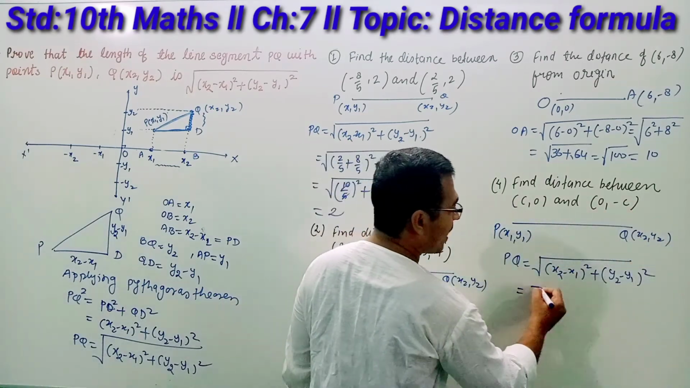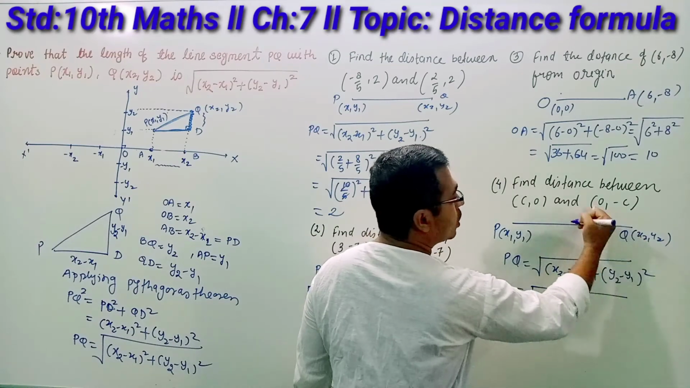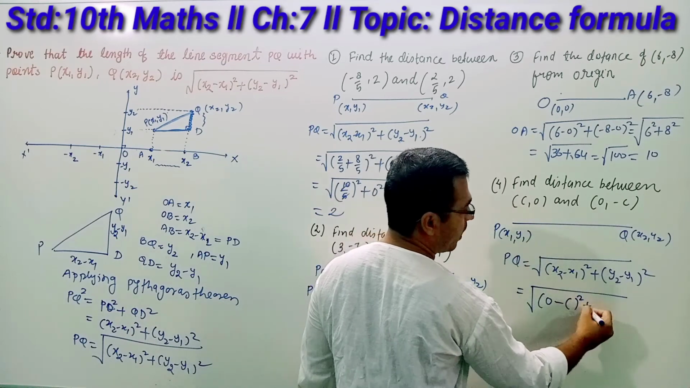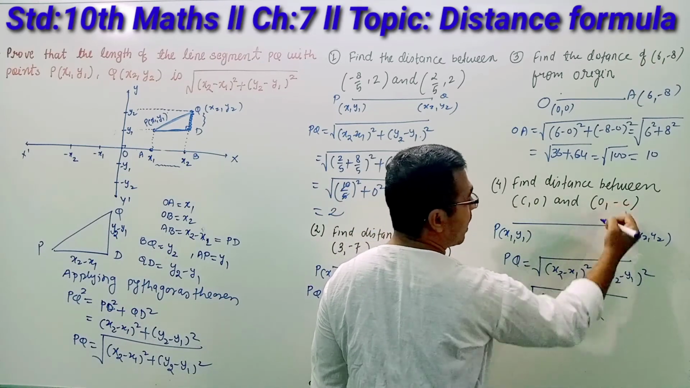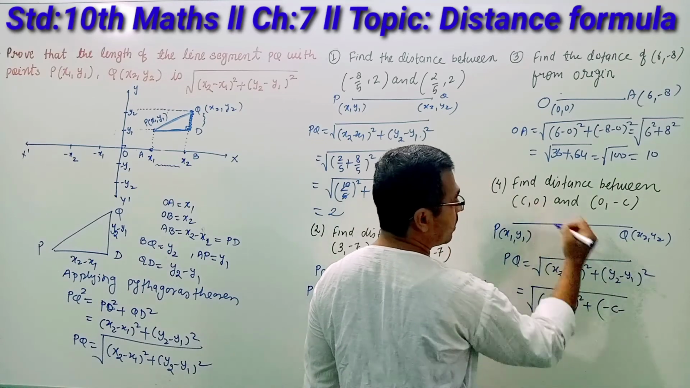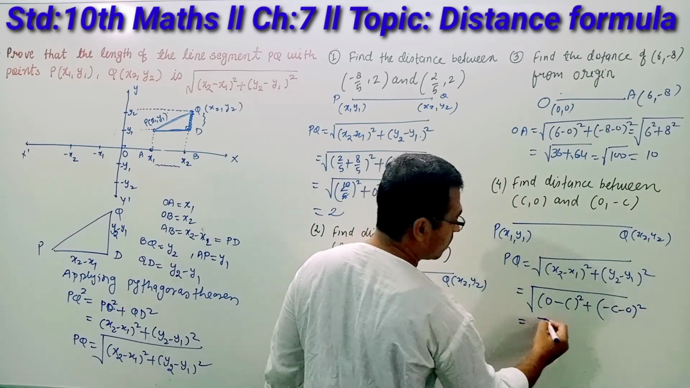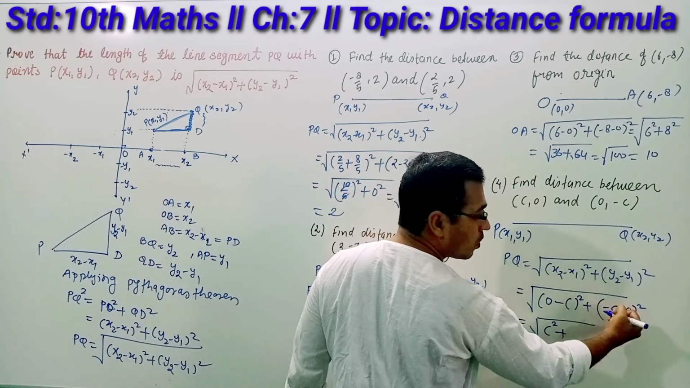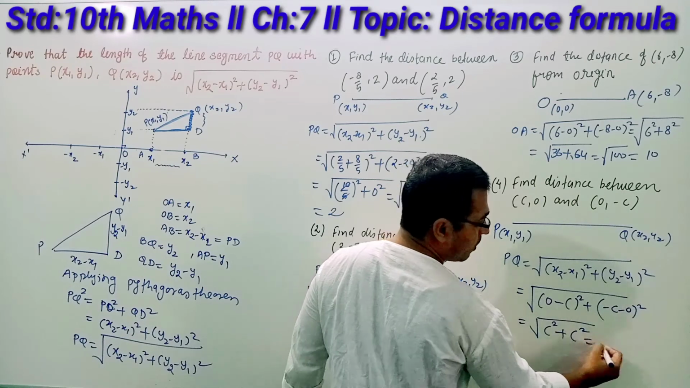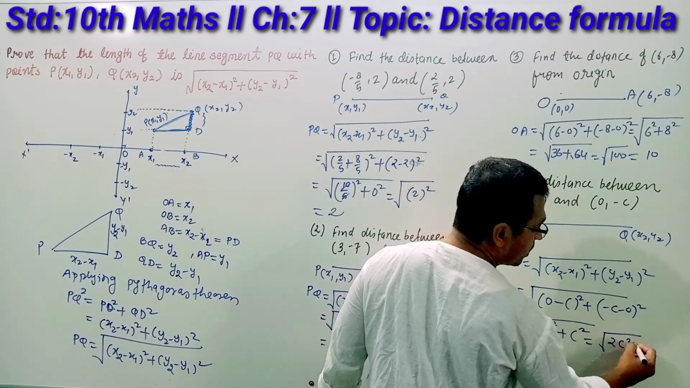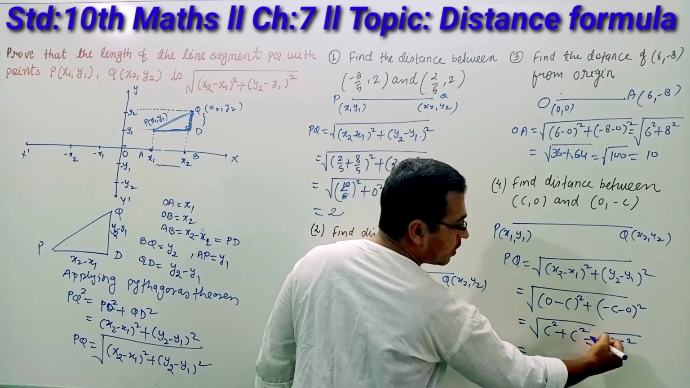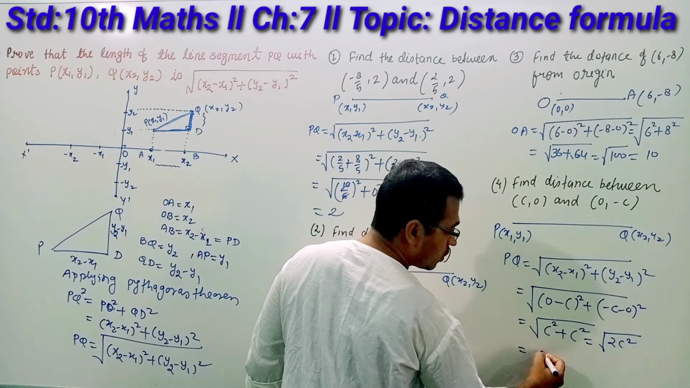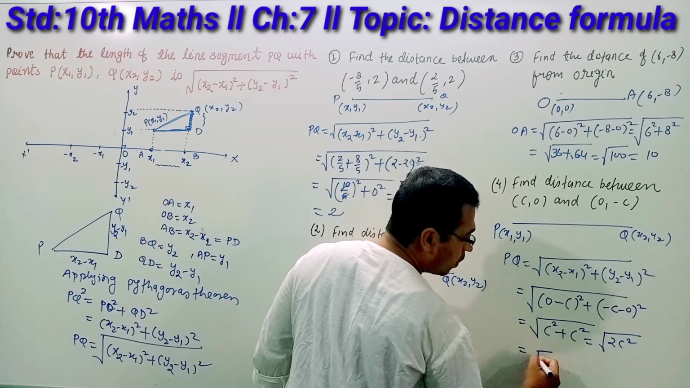So what is the value of x2? 0. 0 minus x1, which is c, whole square. y2 is what? Minus c, minus y1 which is 0. So 0 minus c square, so only c square, minus c minus 0 whole square, so again c square. So c square plus c square is 2c square. So the square root of 2c square will be c times root 2, so we can write root 2 into c.